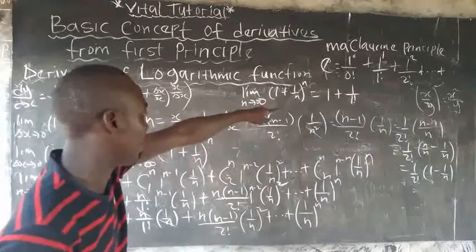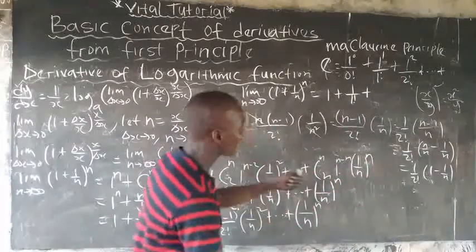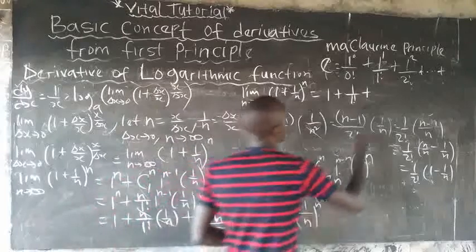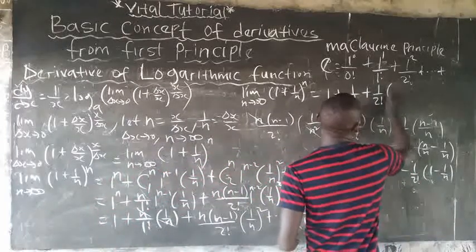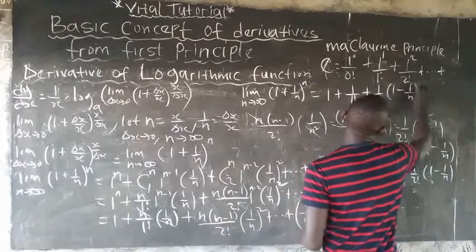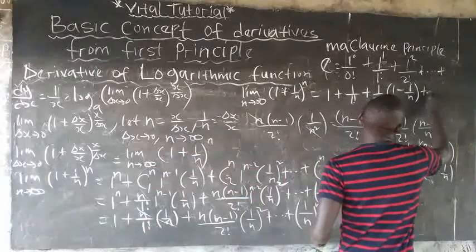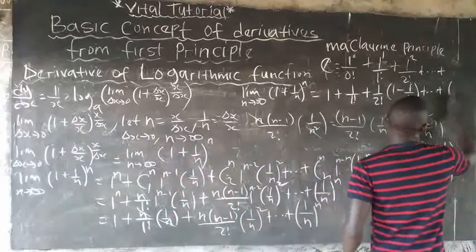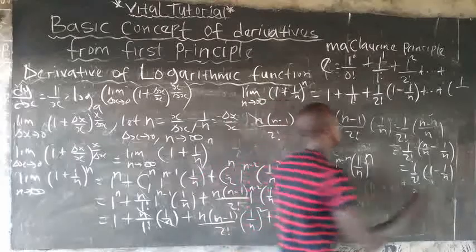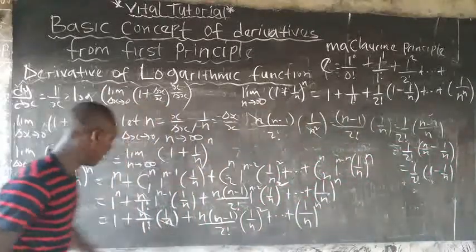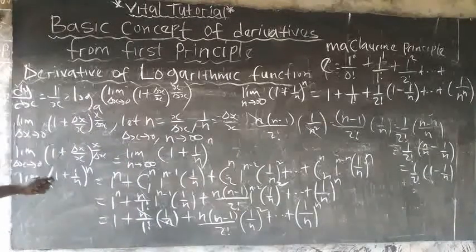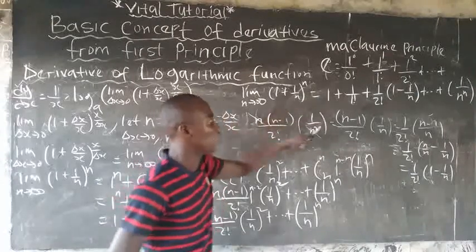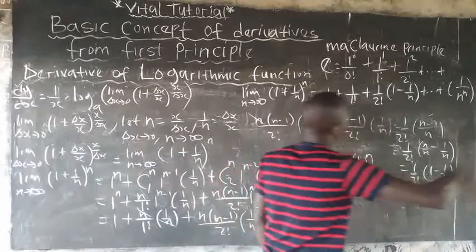So I'm going to bring that here right now. Plus, so I can clean this part off. It's nothing but 1 all over 2 factorial into 1 minus 1 all over n, plus, don't forget 1 to the power of n is still 1. 1 to the power of n is still 1 over 1. Everything to the power of n, n to the power of n is still n to the power of n. So here, the limit as n approaching infinity of 1 plus 1 all over n to the power of n is nothing but 1 plus 1 all over 1 factorial plus 1 all over 2 factorial into 1 minus 1 all over n, plus, plus 1 all over n to the power of n.